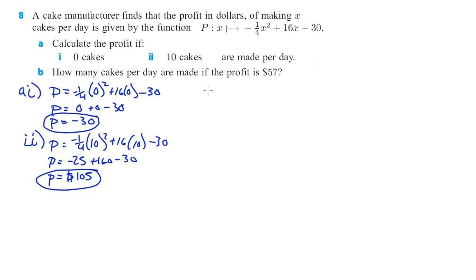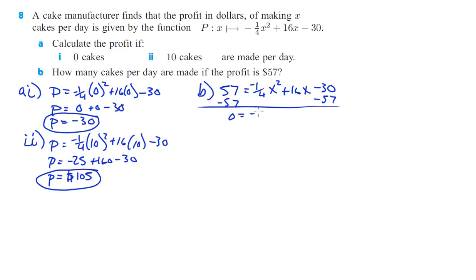But anyway, B. How many cakes per day are made if the profit is $57? So now 57 goes in for P, and that equals -1/4 of x squared plus 16x minus 30. So let's move our 57 over here. I know we got the -1/4, we'll take care of that in a second. Minus 57, so 0 equals -1/4 x squared plus 16x minus 87.